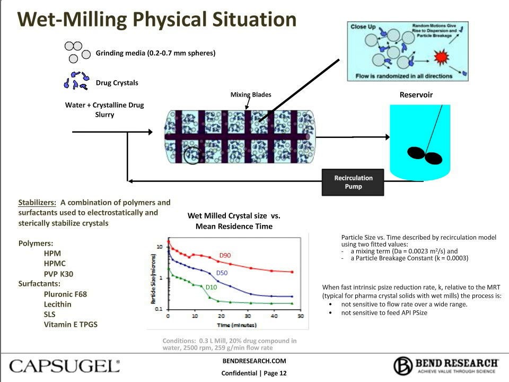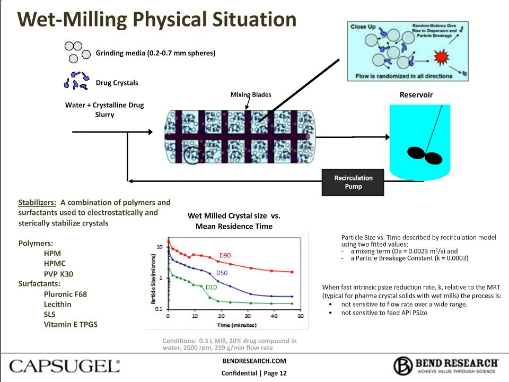What is shown on the top portion of this slide is a schematic of the physical situation in a typical milling application. Drug crystals, along with some surface stabilizers, are added to a chamber with milling media, and energy is input to fracture the crystals. The concentration and physical properties of the API, the amount and type of stabilizer, and the size and type of grinding media can all be important in this process.